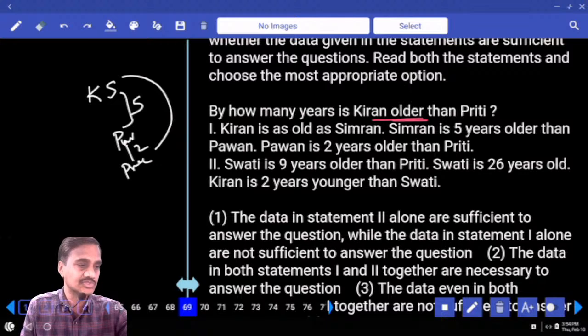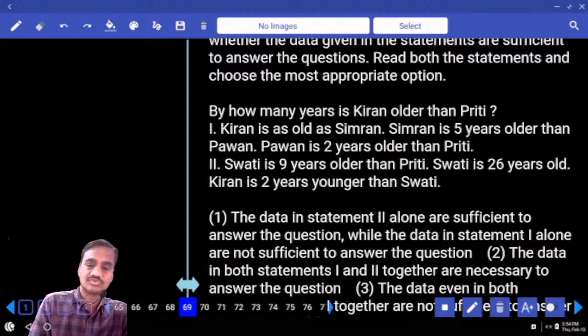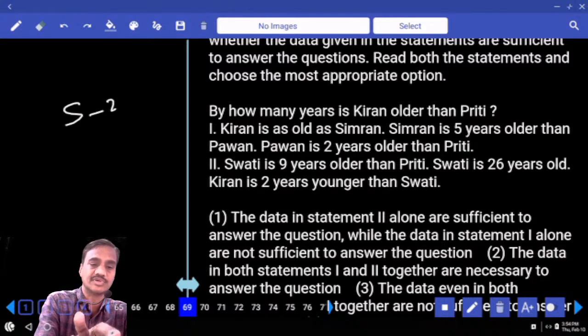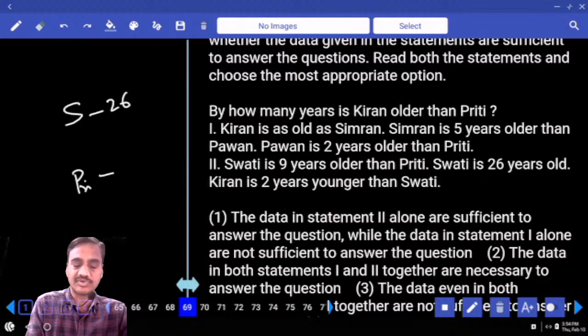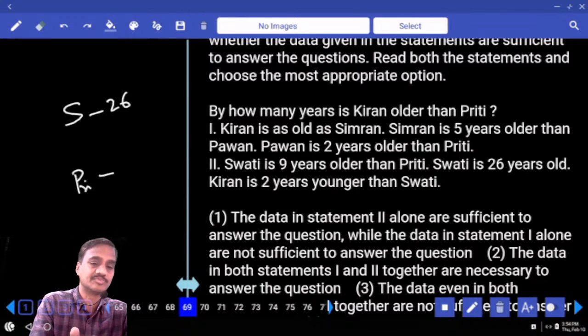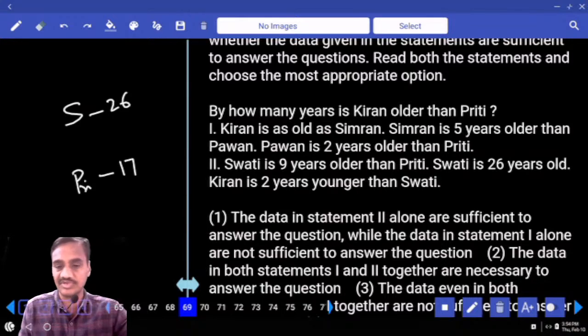And next, one alone is sufficient. Then coming to two alone. Now in this two alone, Swati is 9 years older than Preeti. Now Swati is 26 years old and 9 years older than Preeti. Now what is the age of this Preeti? 26 minus 9, that is 17. Preeti is 17 years old.